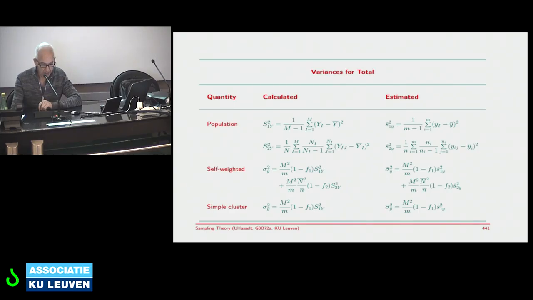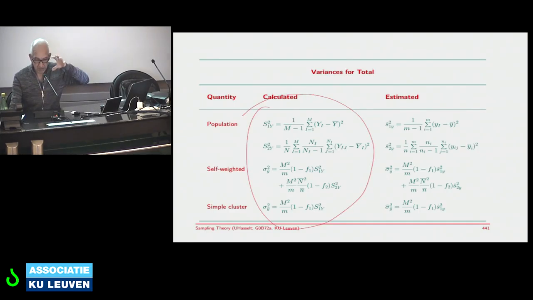So, like always, we have the calculated variance. If we would have a helicopter view over the population and we would know everything that we need to know on the entire population.